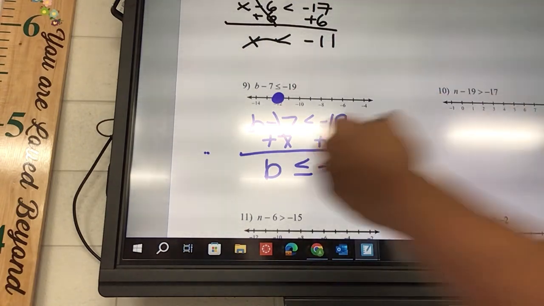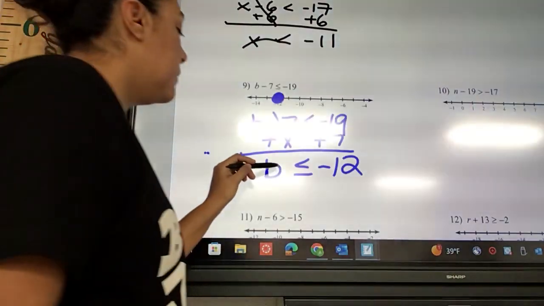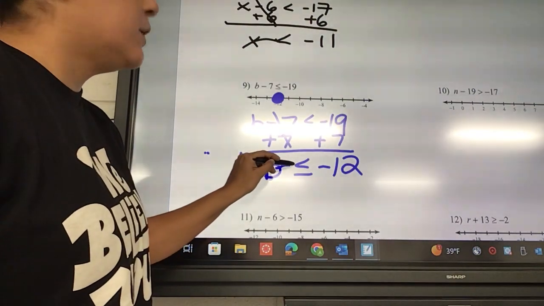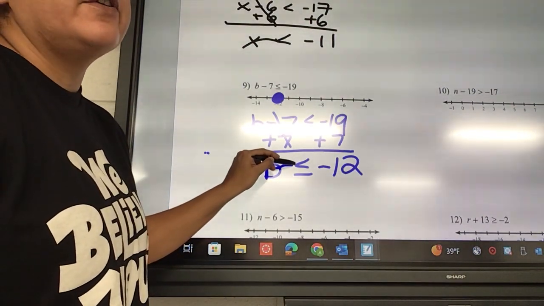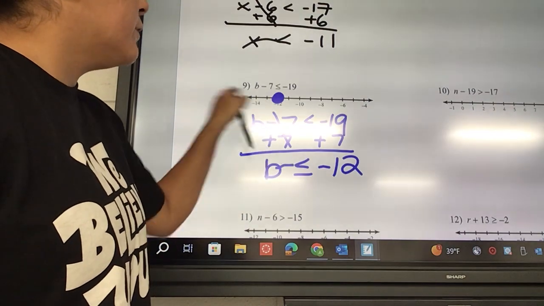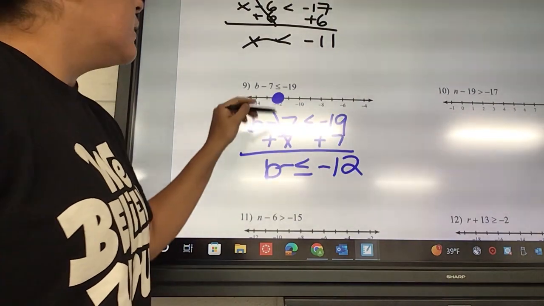Okay, and then this says we're going to read from the B to the number. So B is, are you touching the smaller part or the bigger part first? Smaller. Which way is smaller, negatives or positives? Negatives.